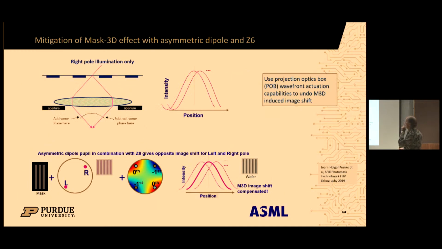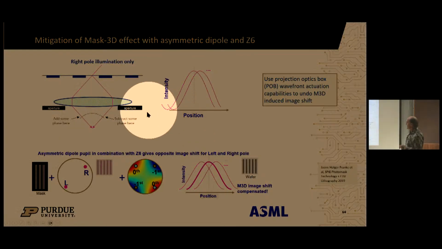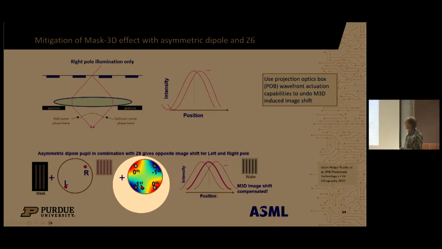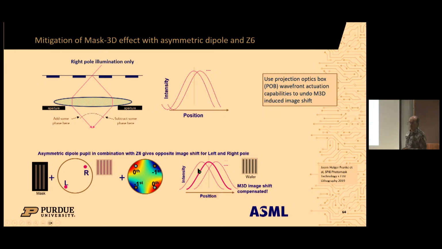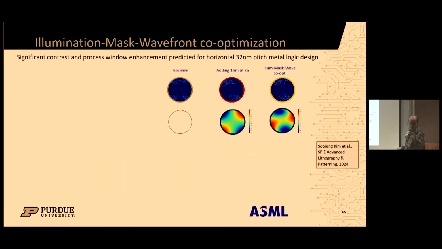What could I do? Could I do something smart? What if I have the illumination, and instead of the dipole here, I move this pole down a little bit, I move this pole up a little bit, and in my lens, I can now compensate for the mask 3D effects, because these diffraction orders here, and here is the 0th order, and now I can have the one pole shift to the left, the other one a little bit to the right, and now they overlap again perfectly. Now that's simple if I only have to deal with a 2D pattern.